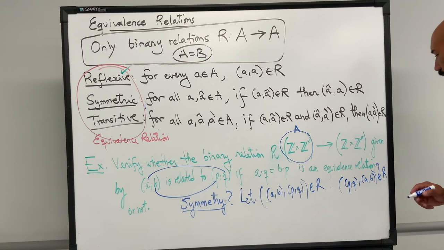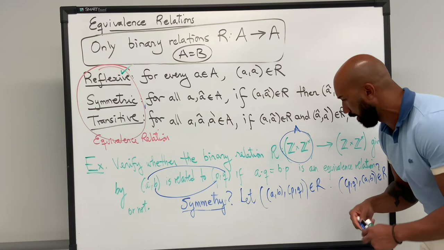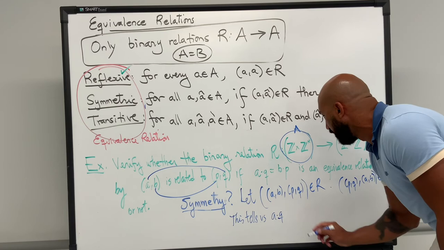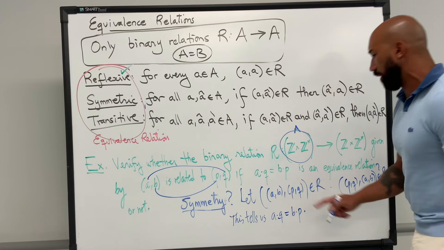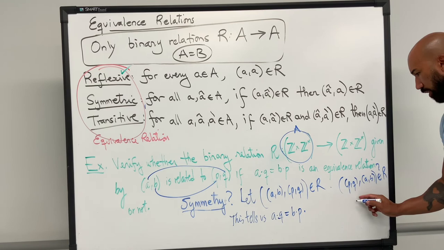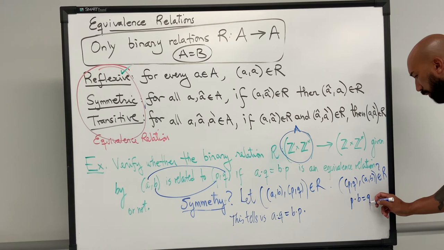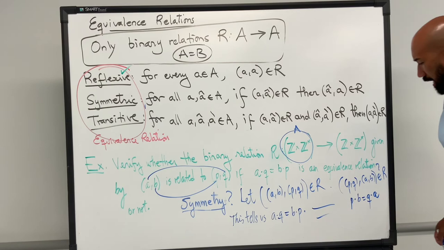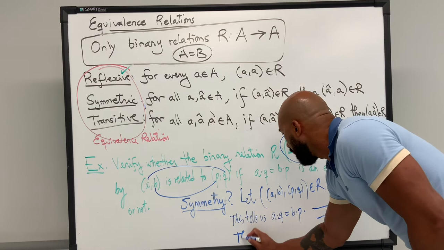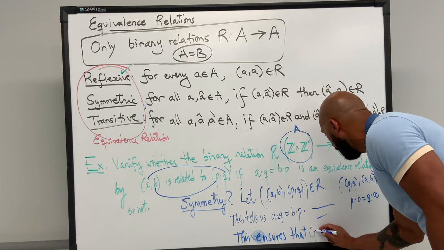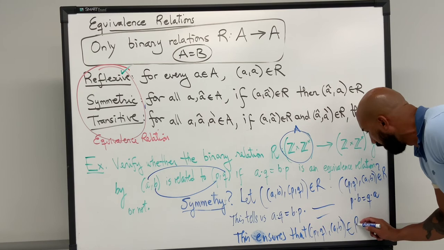But what do we know? Since this is in R, this tells us that a times q is equal to b times p. This is what this is telling us. And what do we need? We need now that first component times second component here, so p times b, is equal to second component of first pair, that is q times a. That's what we need. But these are exactly the same. So this ensures that (p, q), (a, b) is also in R, and this is independent of whichever elements a, b, p, and q we are considering.